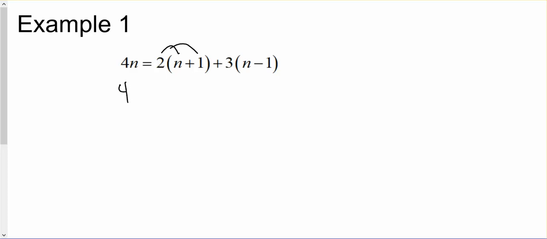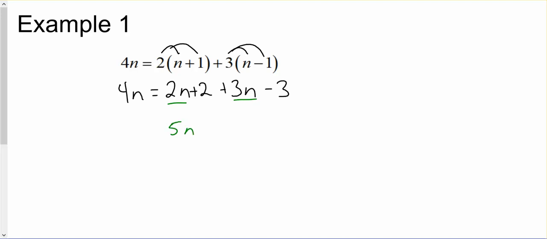We have 4n equals 2n plus 2. Distribute this 3 plus 3n minus 3. Combine like terms next. 2n and 3n combine to make 5n. 2 minus 3 makes negative 1. And we've got 4n equals 5n minus 1.